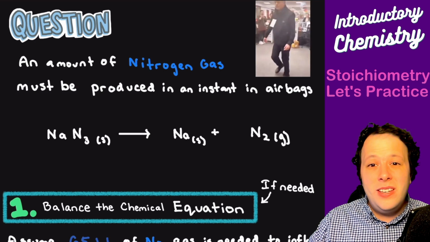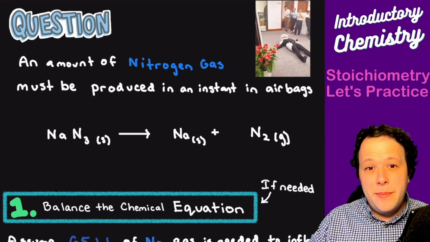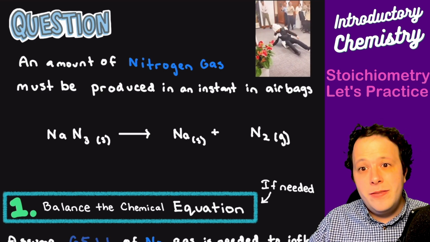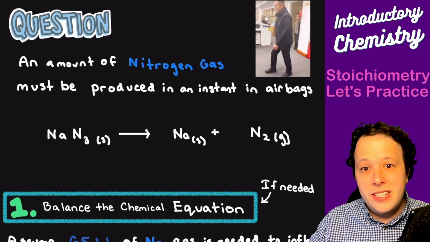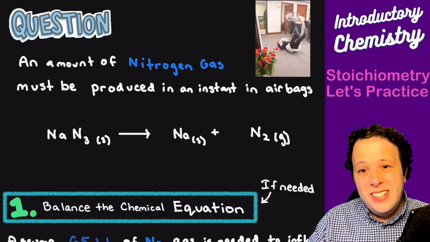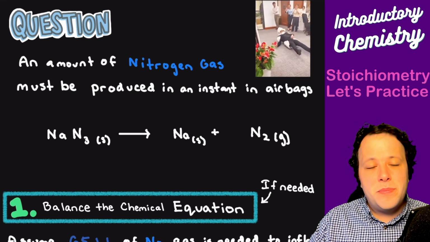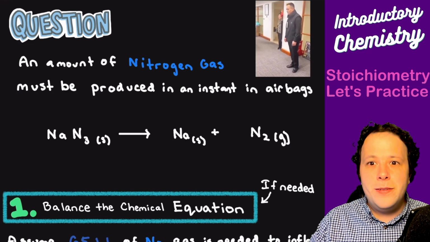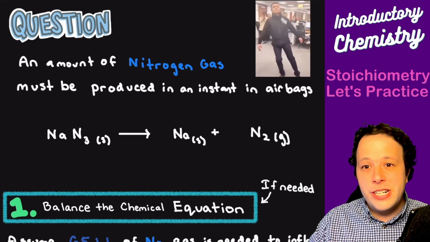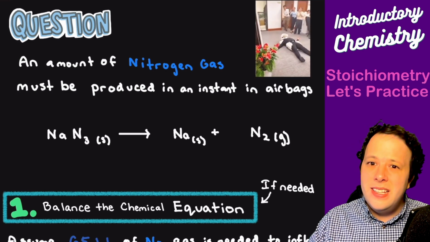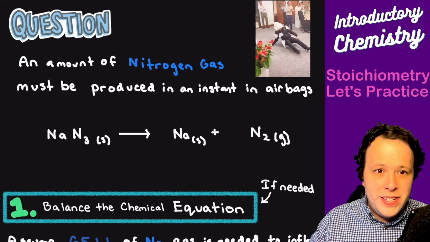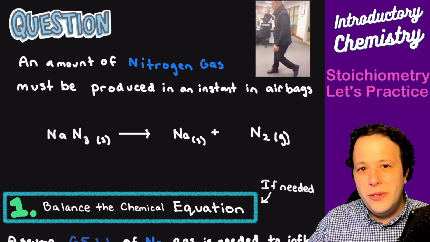So the first thing you always need to do is balance the chemical equation, and sometimes you might even have to predict it depending on what's given to you. So this is always if it's needed. Now, if we look at this problem, we can see sodium nitride breaks down into sodium and nitrogen gas, and you can quickly see that it is not balanced, right? On the left-hand side, we have 3 nitrogens. On the right, you have 2.